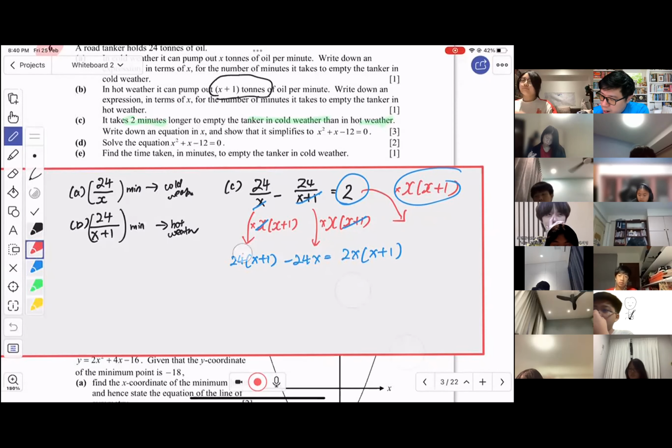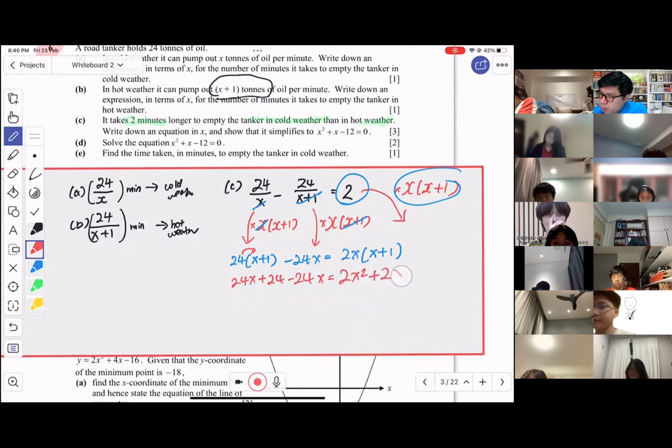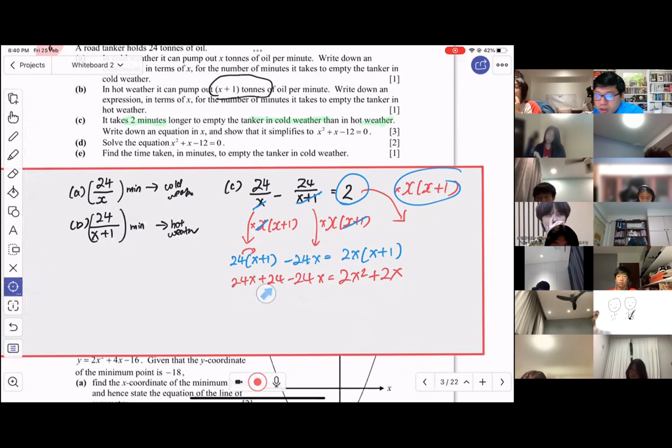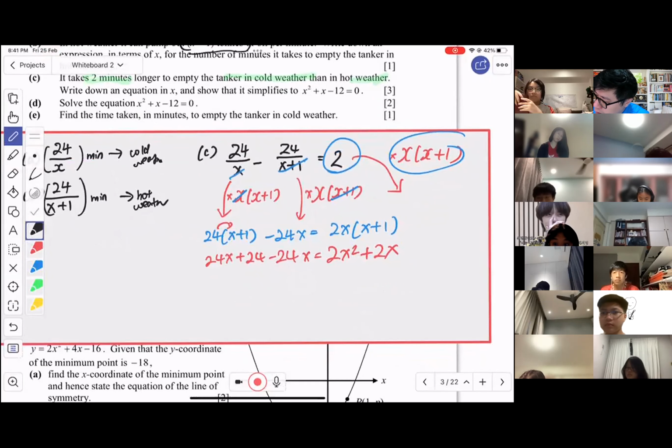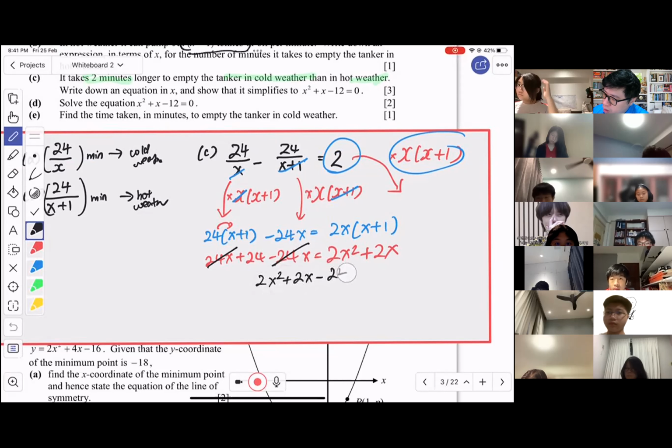Okay, so I'm going to expand. That is 24x plus 24 minus 24x equals to 2x squared plus 2x. Okay, I'm going to bring everybody over to the right side, so I make sure that one side is 0. Then 24x minus 24 cancel out. I have 2x squared plus 2x minus 24 equals to 0.